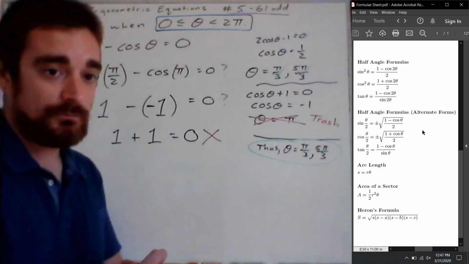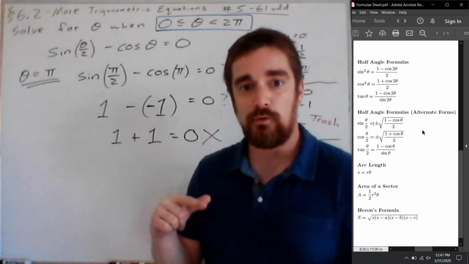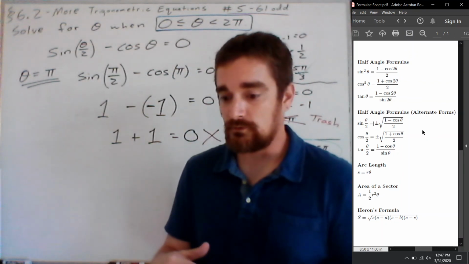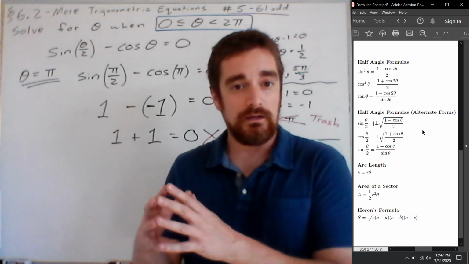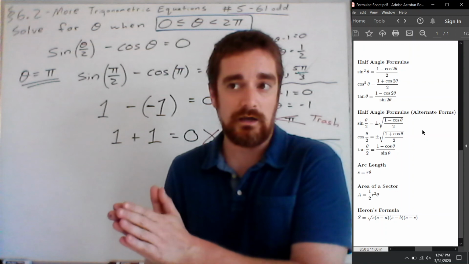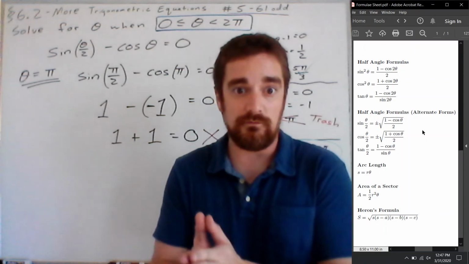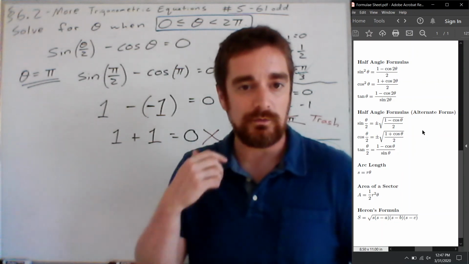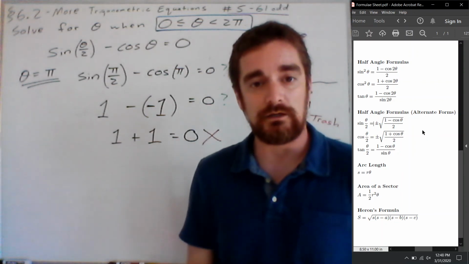So that's it. That's 6.2. And then the next section I'll cover is 6.3, which starts dealing with more multiple angles. We'll see a lot more of solving equations that have sine of 2x or sine of 3x or sine of 5x in them, and we'll see what happens when we get larger multiple angles involved within the argument of the trig equations.